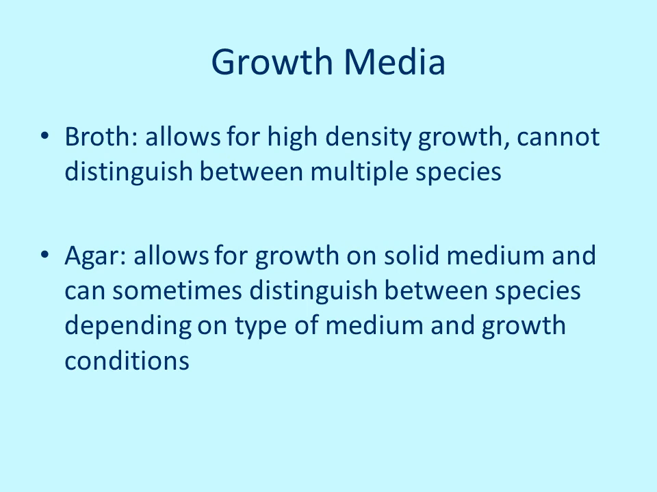Growth mediums can either be in a broth or an agar. Broth may be grown in a flask or a tube. It allows for very high density growth. The drawback from a broth medium, however, is that you cannot distinguish between multiple species if they are growing together in the same broth.